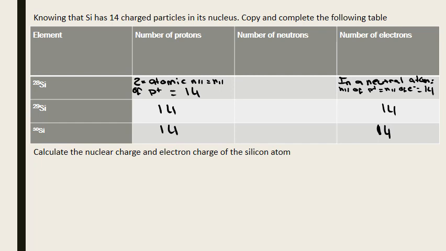To find out the number of neutrons, neutrons equals A minus Z. We know that A is 28. We got this number from here, this is A, minus Z is 14, so that equals 14. Here it's 29 minus 14, so that equals 15, and here 30 minus 14, which equals 16.